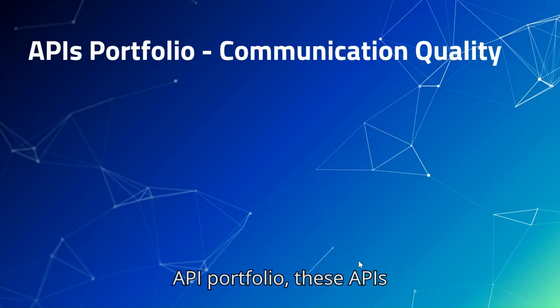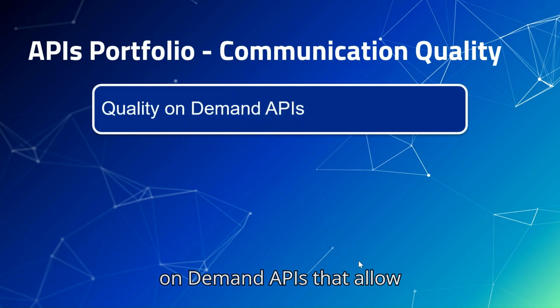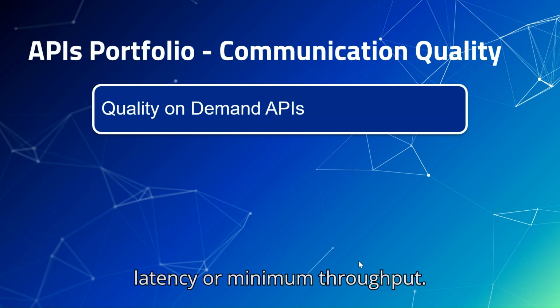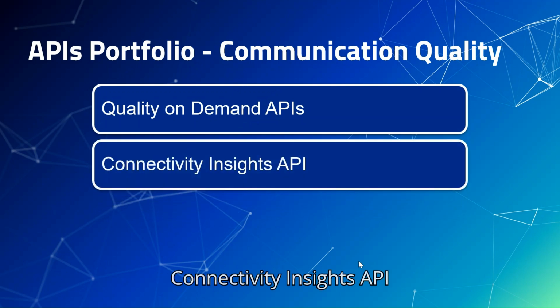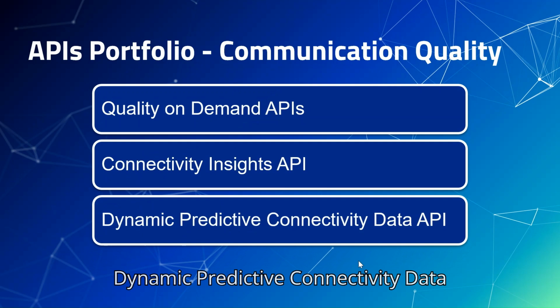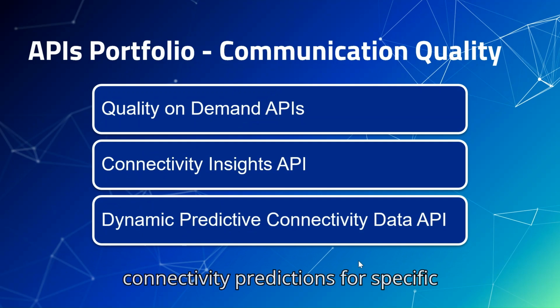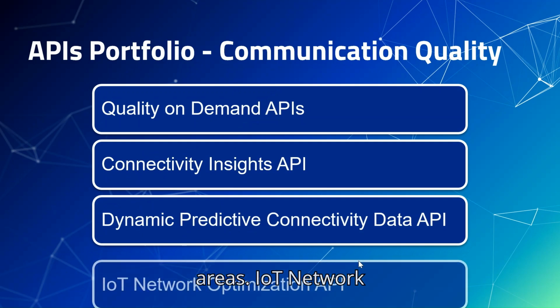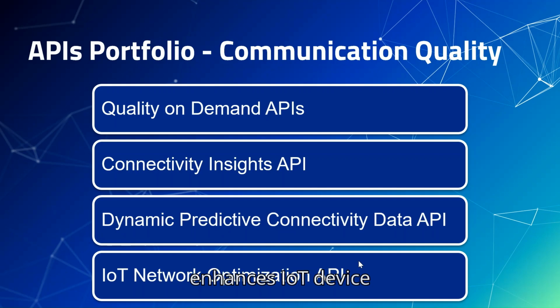Moving on to the communication quality API portfolio, these APIs are designed to optimize network performance and ensure seamless user experiences. In this portfolio, we have Quality on Demand APIs that allow businesses to request stable latency or minimum throughput. Connectivity Insights API notifies businesses about quality of service threshold breaches. Dynamic Predictive Connectivity Data API provides future connectivity predictions for specific areas. IoT Network Optimization API enhances IoT device connectivity for edge applications. These APIs cater to high demand applications such as gaming, streaming, and remote operations.